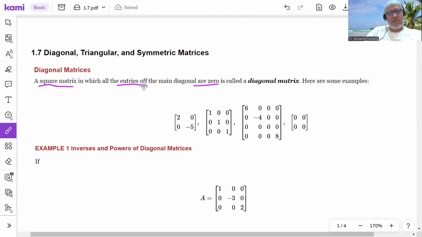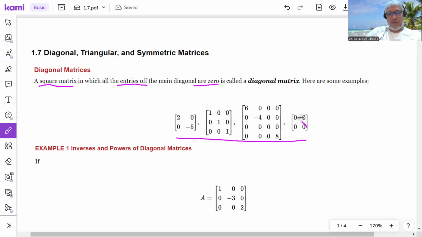So the entries that are not on the main diagonal are zero. Don't look at the diagonal entries. Forget about the diagonal entries. The diagonal entries could be zero or non-zero. There is no problem. But the entries above the main diagonal and below the main diagonal should be all zeros. So these are all examples of diagonal matrices.